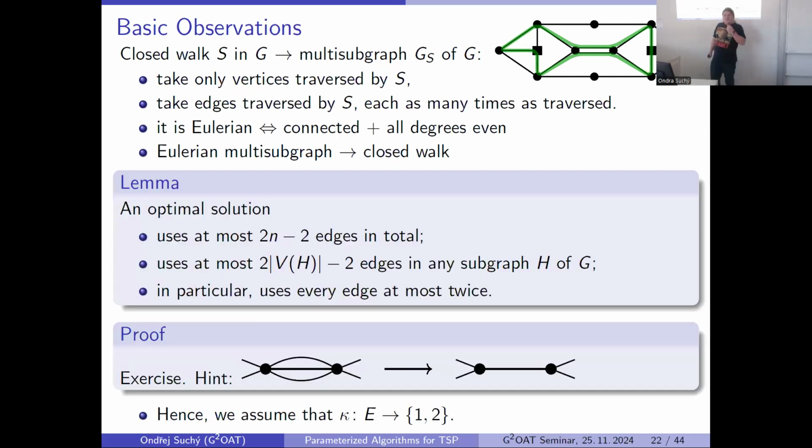So here is the lemma that we use frequently in our results. It says that an optimal solution uses at most 2n minus 2 edges in total. In particular, whenever I look at some subgraph, it uses at most 2 times the number of vertices of that subgraph minus 2 edges on that subgraph. And if you look at a subgraph of 2 vertices, it also uses 2 times the number of vertices minus 2, which is at most 2 times this edge, right? And this is another exercise for you. Based on this lemma, we assume that the capacities of the edges are just 1 and 2.